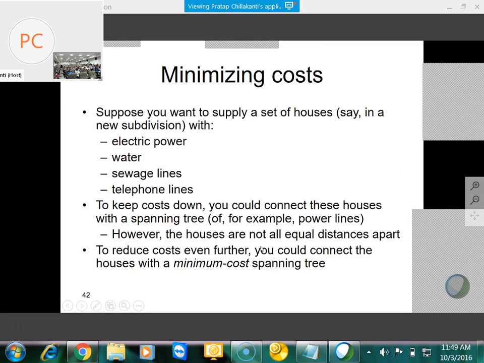So as it says here, to reduce costs even further, you could connect the houses with a minimum cost spanning tree. Now, you cannot come up with a minimum cost spanning tree unless you use all these all-pair shortest path algorithms and things like that. That's where these things come in handy for you.